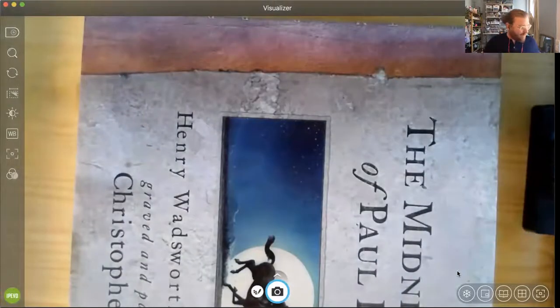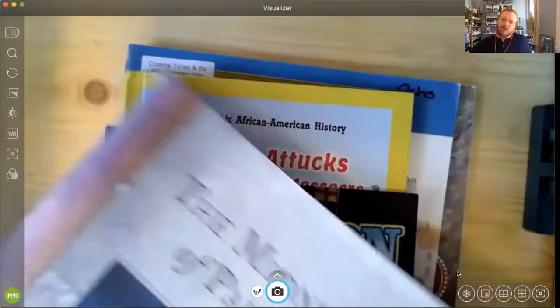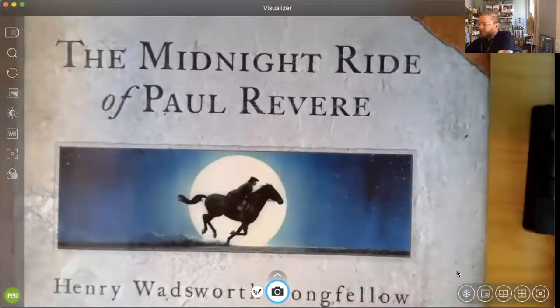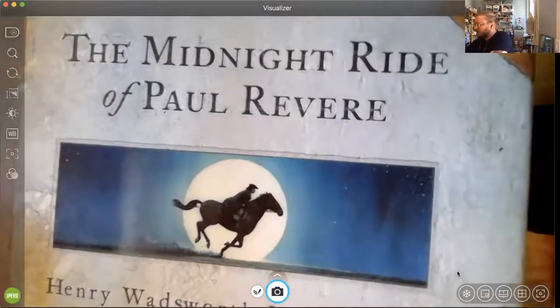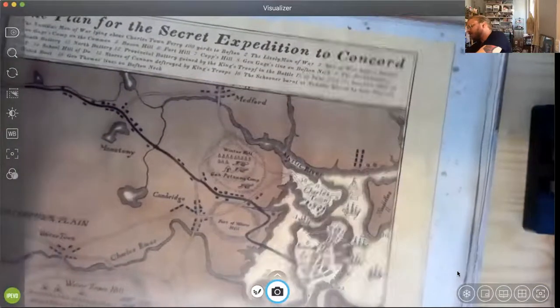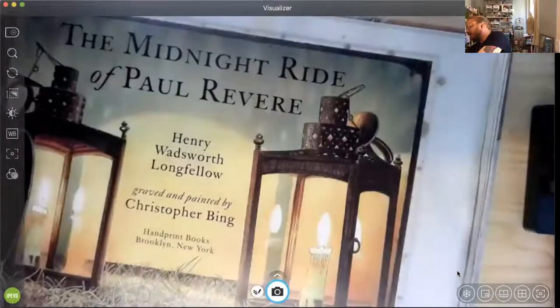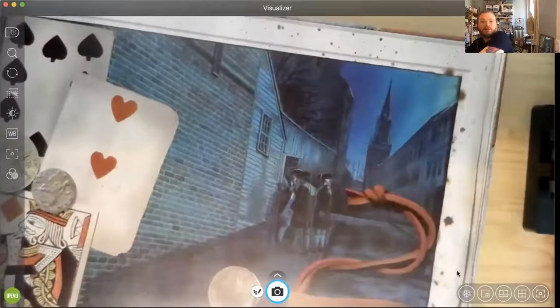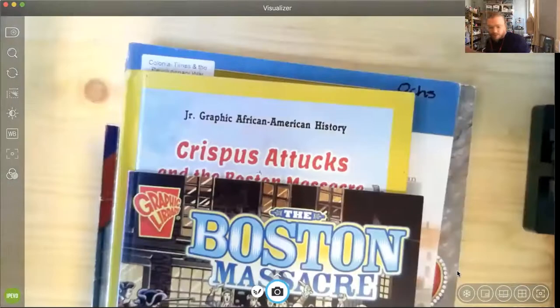All right, lots of things happened in Boston in that time. All right, this is a book called The Midnight Ride of Paul Revere. Okay, I don't know if this is going to have different subtopics. It looks like maybe it's all about one subtopic, just the Paul Revere ride, and perhaps written more narrative.